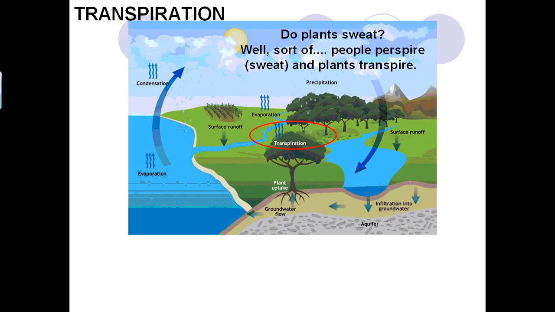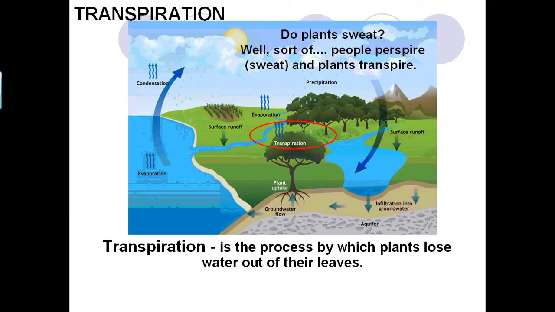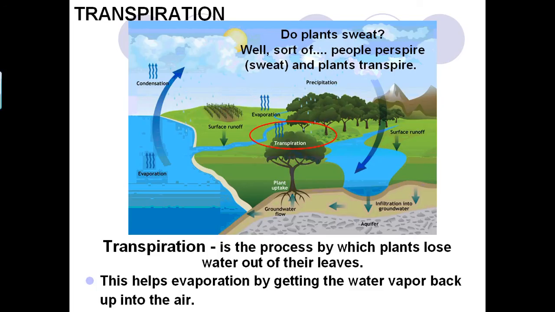Another part of evaporation is transpiration. But this is where plants release water into the air. So you might think of it like, do plants sweat? Well, they kind of do. People perspire or sweat, and plants transpire. This is what I mean. Transpiration is the process by which plants lose water out of their leaves. So the water that's in plants goes out through their leaves, and we call this transpiration. It's another way to get water into the air. This helps evaporation by getting the water vapor back up into the air.